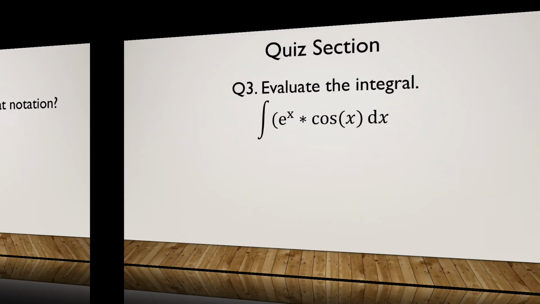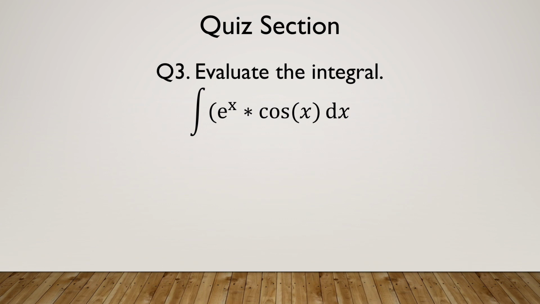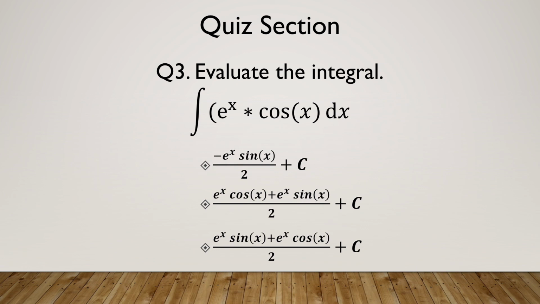Now for my last question. For question number 3, I would like you to evaluate the integral of e to the x times cosine x dx. If you paused the video and took a crack at the question, you should have one of the 3 possible answers that I listed below. In a couple seconds, I'll let you know which one it is. And the answer was the middle one, e to the x times cosine x plus e to the x times sine x over 2 and a constant.